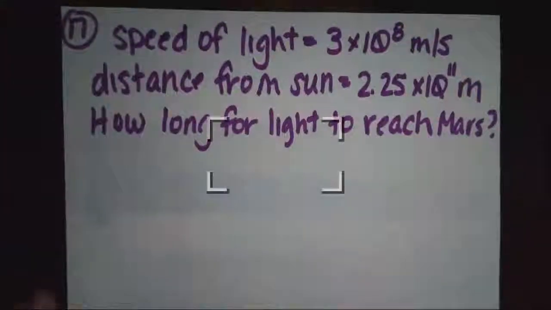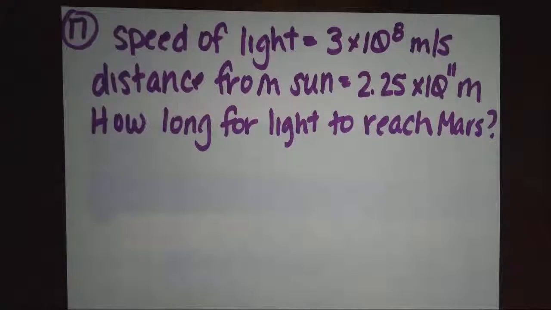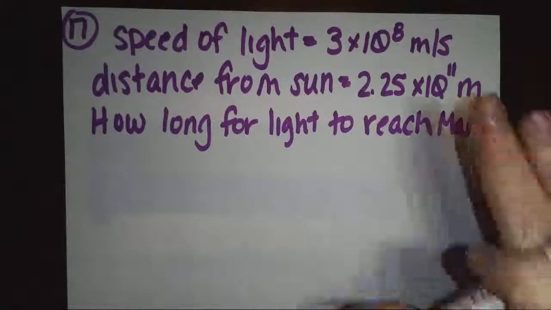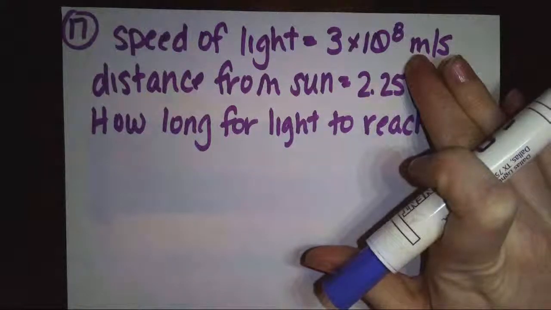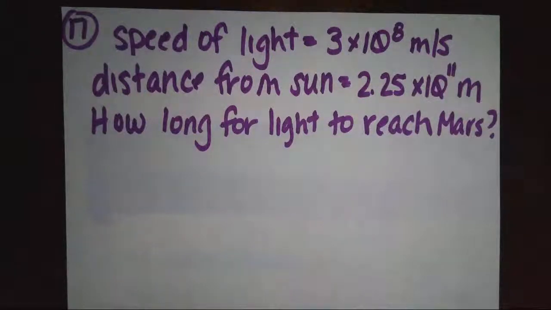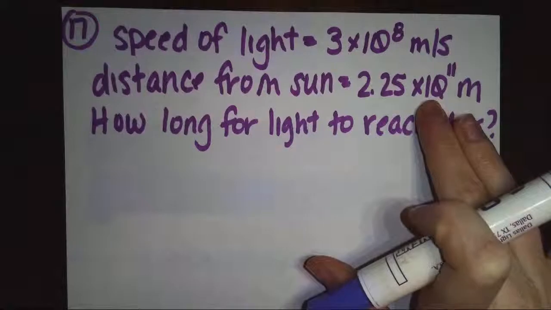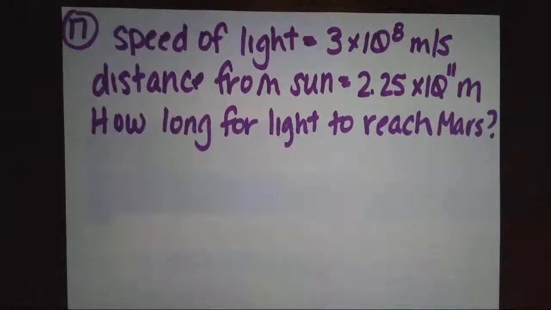Now let's check out 17. 17 was the word problem, so this was probably a trickier one. The question said, the speed of light is 3 times 10 to the 8th meters per second. If Mars is 2.25 times 10 to the 11th meters from the sun, how many seconds does it take light to reach Mars from the sun? And we want to write our answer in scientific notation.